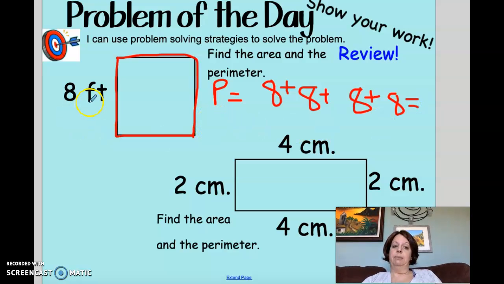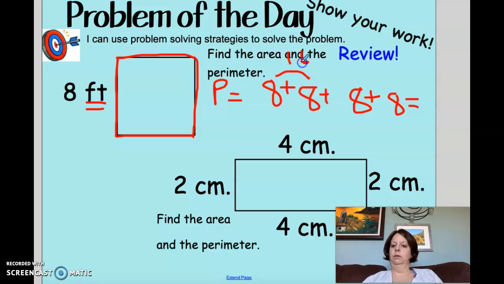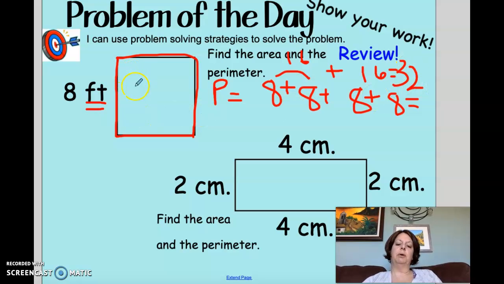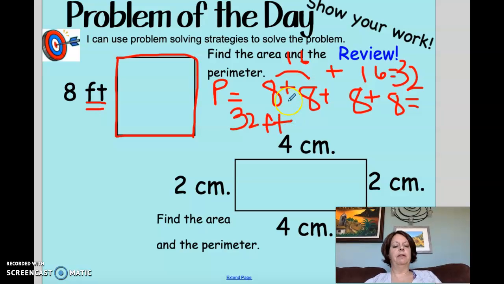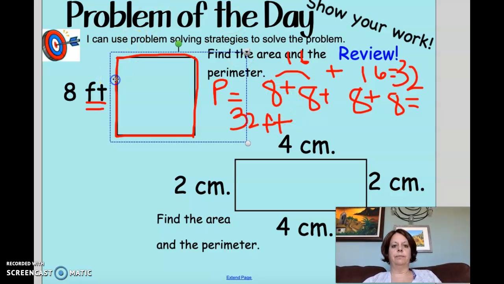Now I'm going to need a label too, and for this one, it's feet. So 8 plus 8, that is 16. 16 plus 16 is 32. Okay, 32. So for this one, the perimeter is 32 feet, just 32 feet. We don't say anything else. 32 feet.